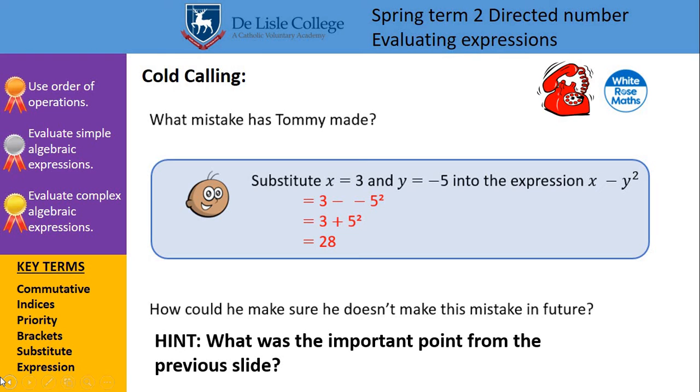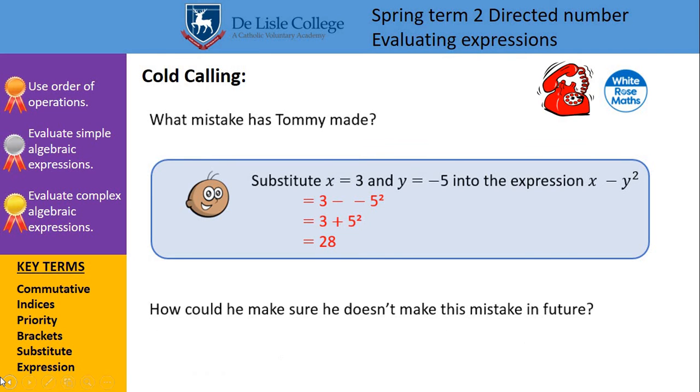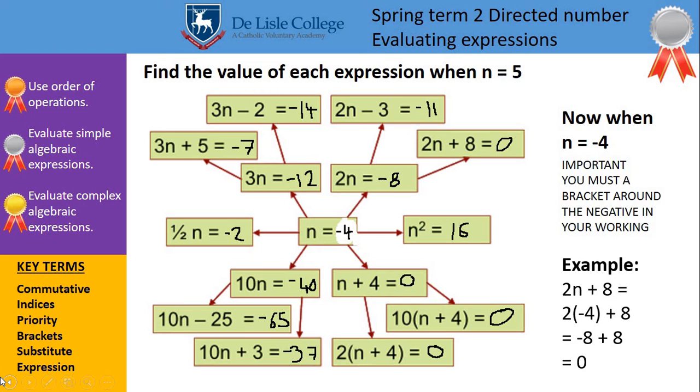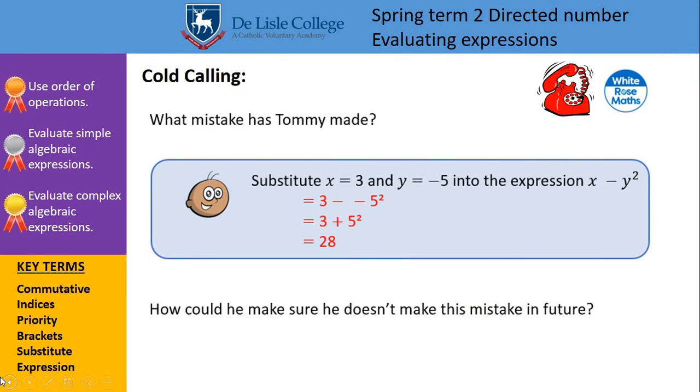Now, the hint here was the important point from the previous slide. So if we just went briefly backwards, if we look in the bottom right here, we said about putting some brackets around the negative in your working. So if we were to do this, when it's minus y squared, we want the brackets around the minus 5, because that's what y is. And minus 5 squared is minus 5 times minus 5, which is positive 25. That then would change the calculation to be 3 minus 25, which would get us to minus 22.